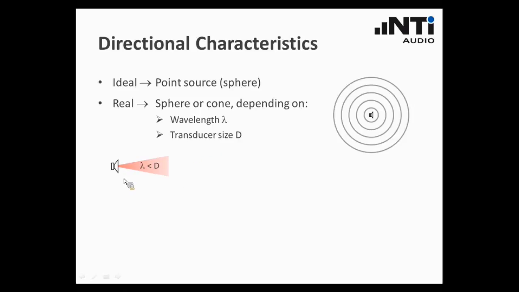Here we have a transducer where the wavelength is clearly smaller than the diameter of that transducer. And consequently, the directional characteristic looks like a pretty sharp cone. This is typical for high frequencies. Mid-range frequencies, where the wavelength is about the same as the diameter of the loudspeaker, have a wider cone. Whereas basses, where we have a very high wavelength, much bigger compared to the diameter of the loudspeaker, have a kind of spherical radiation.